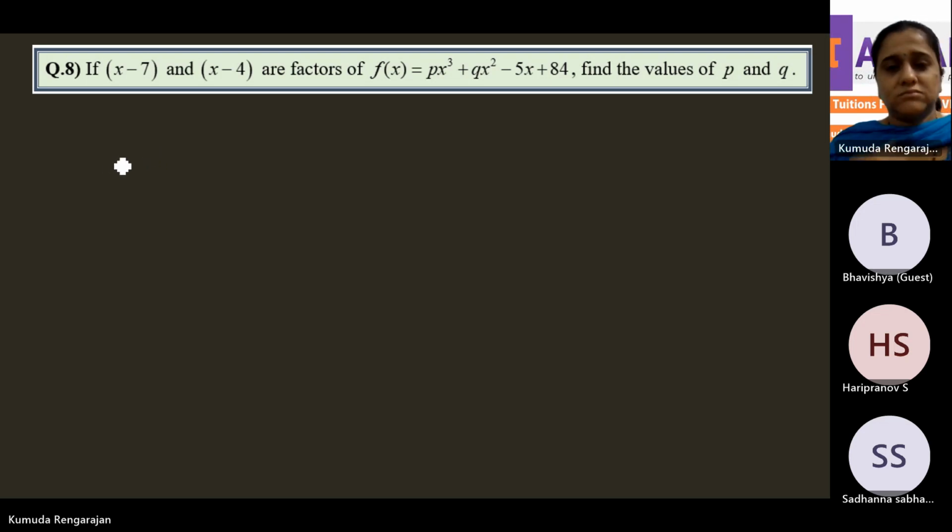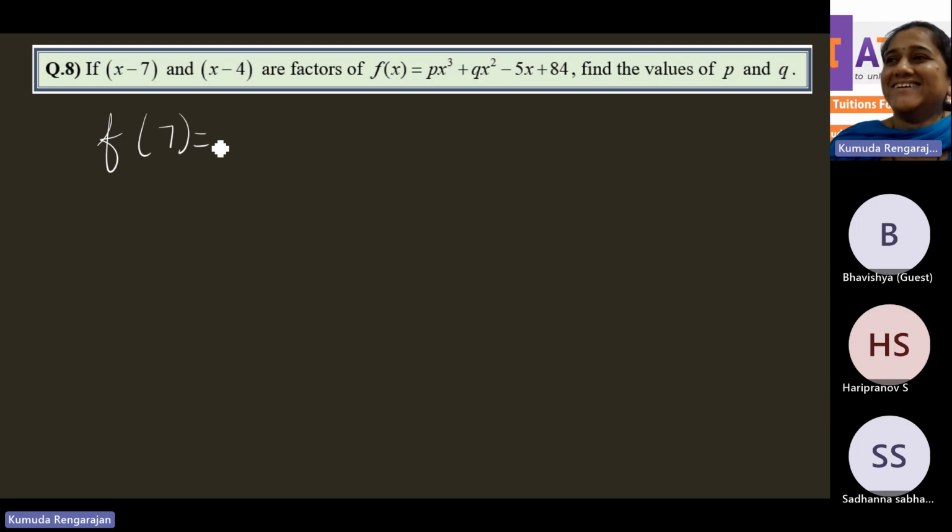F of 7 is equal to P inverse and F of 4 is equal to Q. F of 7 is equal to P.